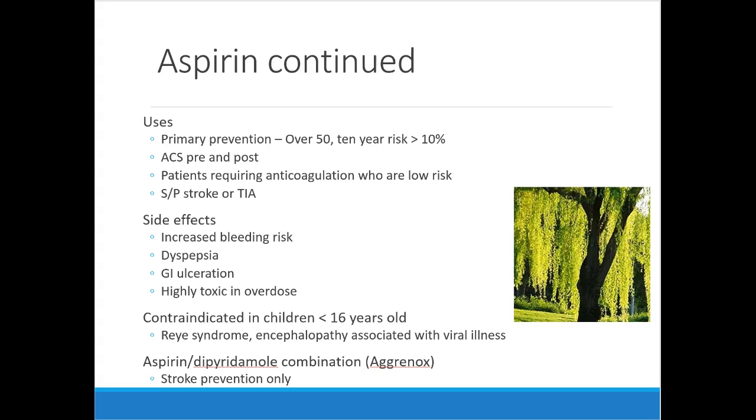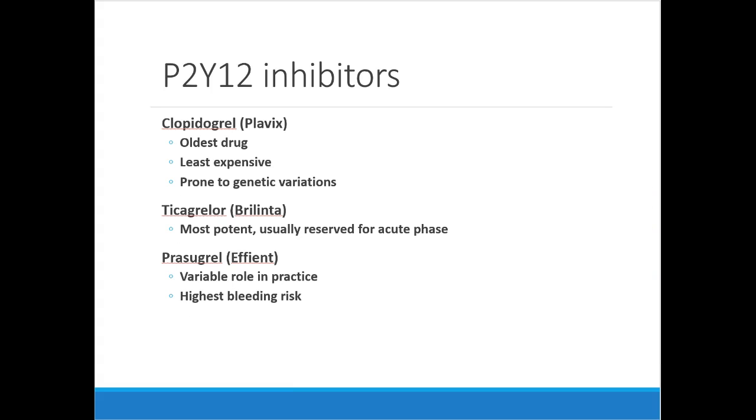Children less than 16 is contraindicated due to something called Reye syndrome, which is an encephalopathy likely associated with an immune reaction with viral illness at the same time, but it has been heavily associated with aspirin. So again, just something to think about. And then there's a stroke prevention product called Aggrenox, which is a combination product, which I'm not concerned about, but I put it on there just for reference.